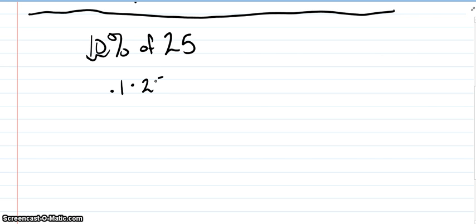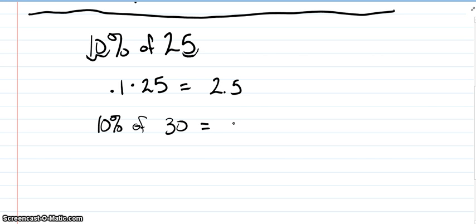So let's say that you have 25, and you want to find 10% of 25. So that'd be 0.1, because I moved the decimal 2 places to the left, of, which is multiply, 25. And that will equal 2.5. So if you noticed, all we did to get 10% of 25 is just move the decimal place 1 to the left of 25. So 10% of 30 would equal 3.